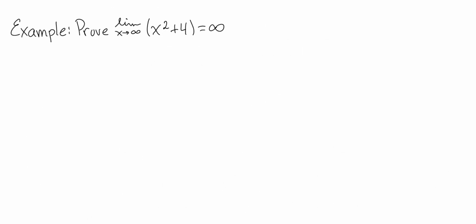As an example, let's prove that the limit as x goes to infinity of x squared plus 4 equals infinity. So our setup is in the y direction as always. Here we have f of x is greater than m. Our goal will be to reorganize the inequality so that we have x is greater than n, and we're looking for a relationship between m and n.